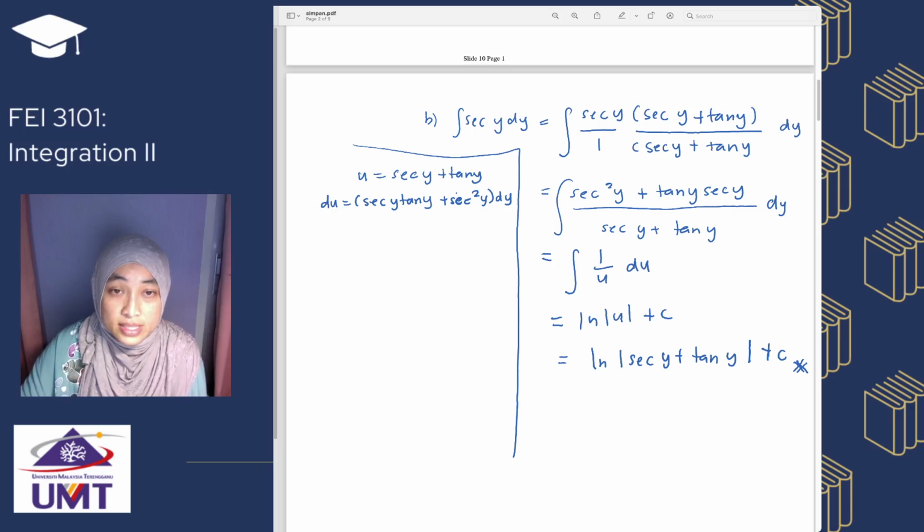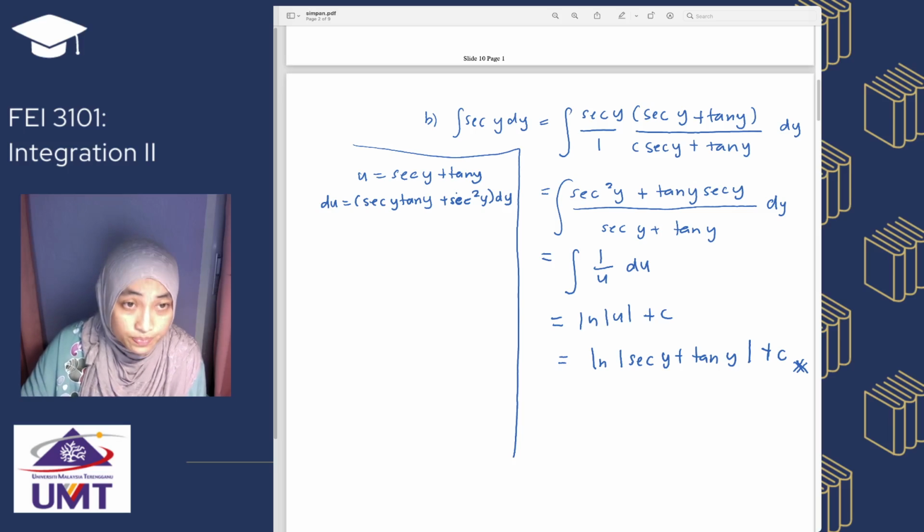Now just multiply secant y plus tangent y divided by secant y plus tangent y, times secant y over 1. Then you will get secant squared y plus tangent y secant y over secant y plus tangent y dy. Why do we do it like this? Because we want to have a substitution for u. For example, if we let u equal secant y plus tangent y, du is equal to secant y tangent y plus secant squared y dy.